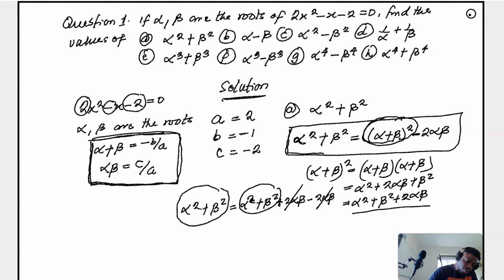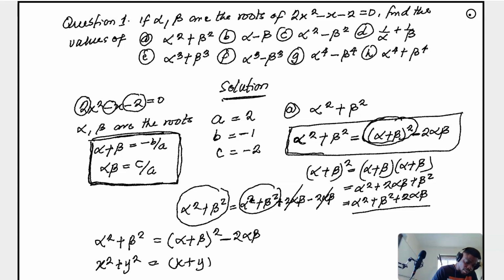So you need to know that whenever you have alpha squared plus beta squared, it can still be written as alpha plus beta all squared minus 2 alpha beta. The same thing if you have x squared plus y squared. This will be x plus y squared minus 2xy. Okay, now let's put in our values and get our answer for question A.